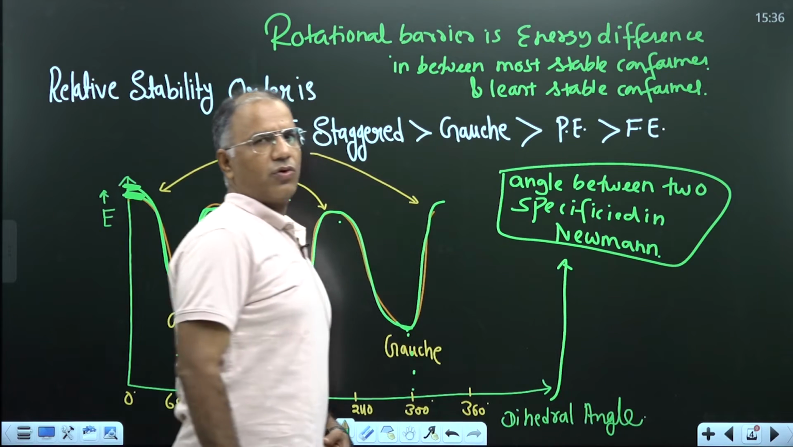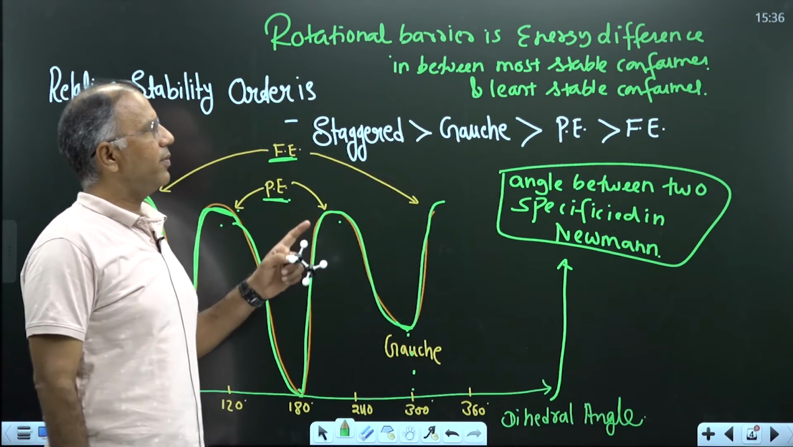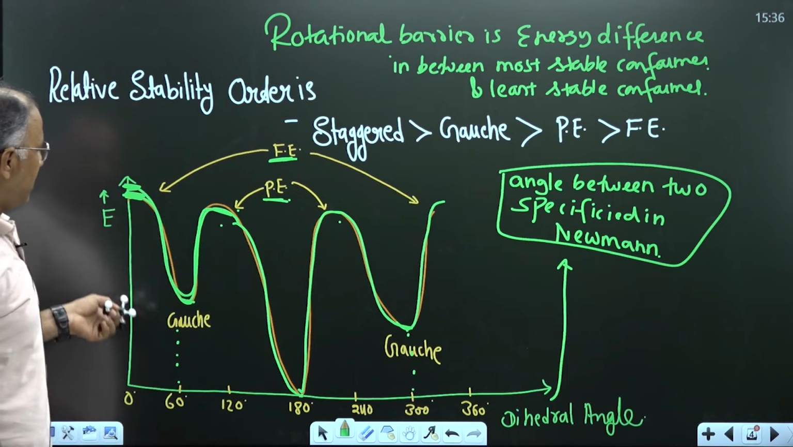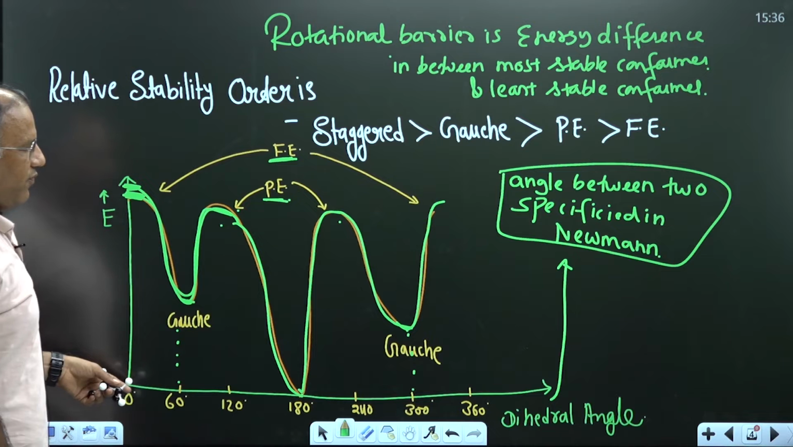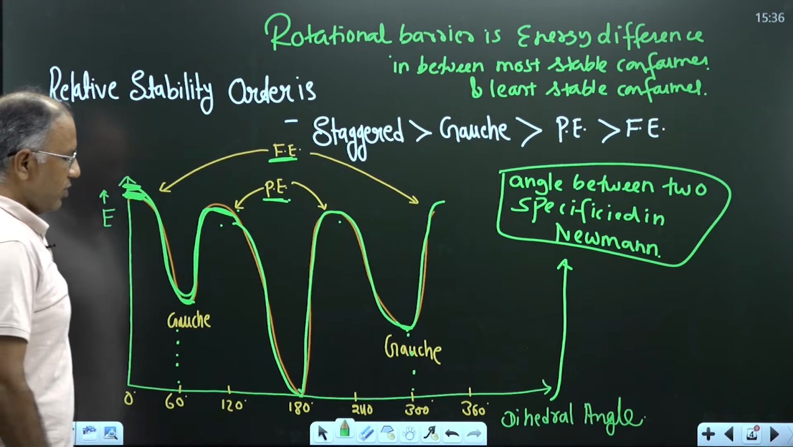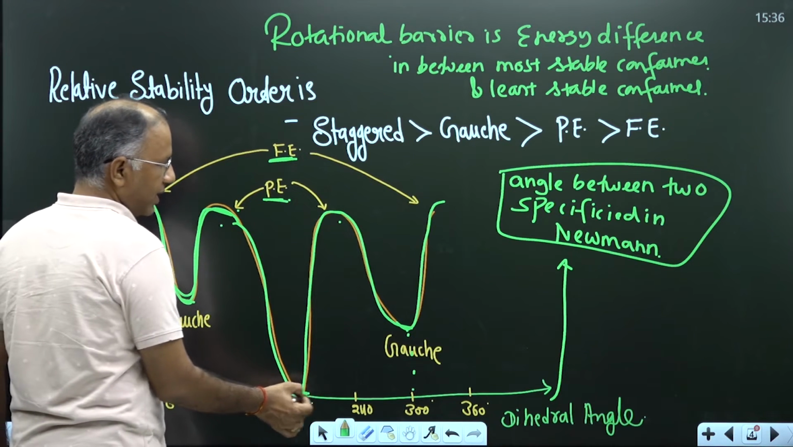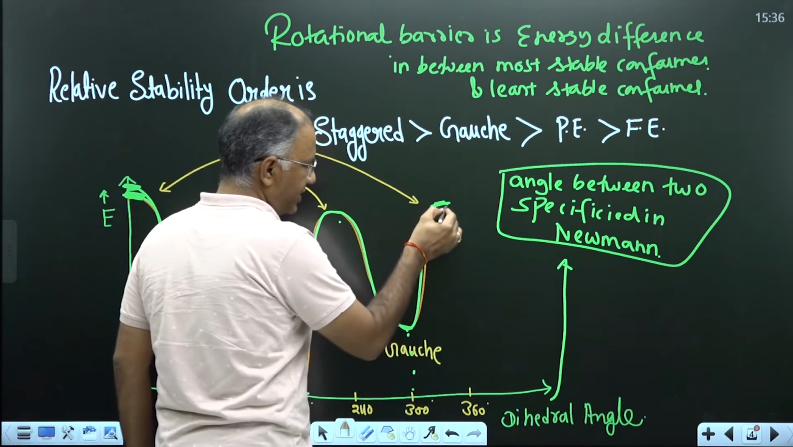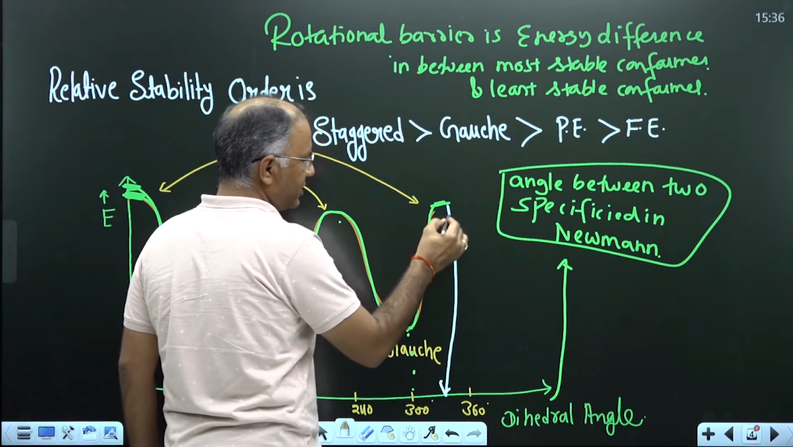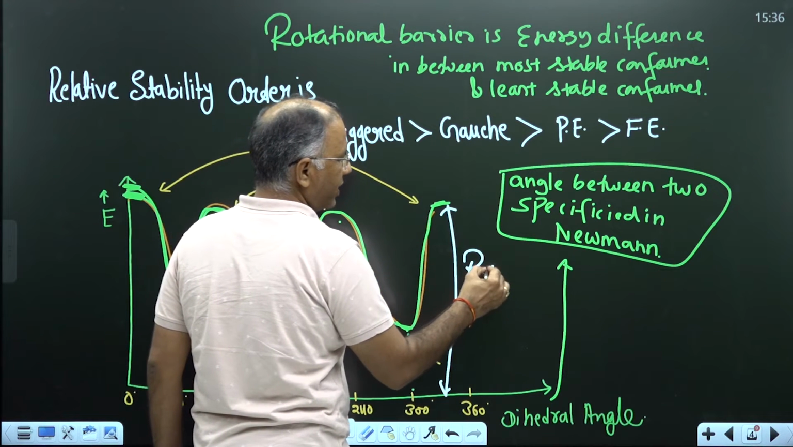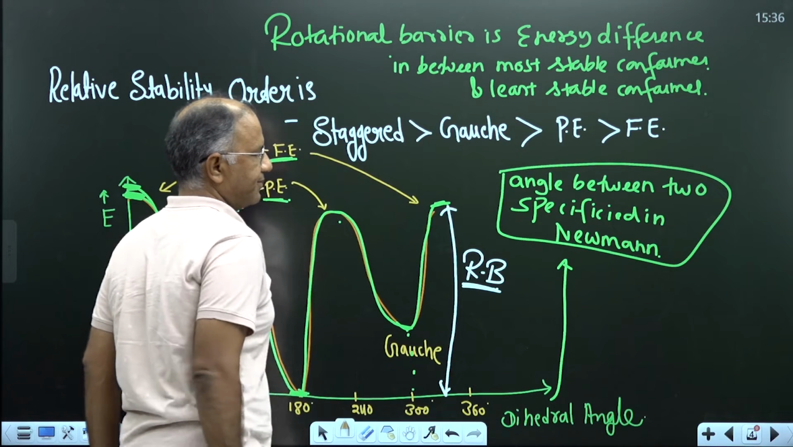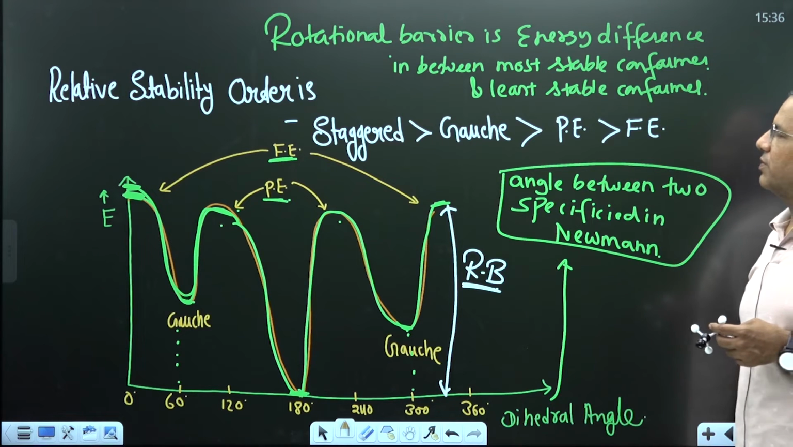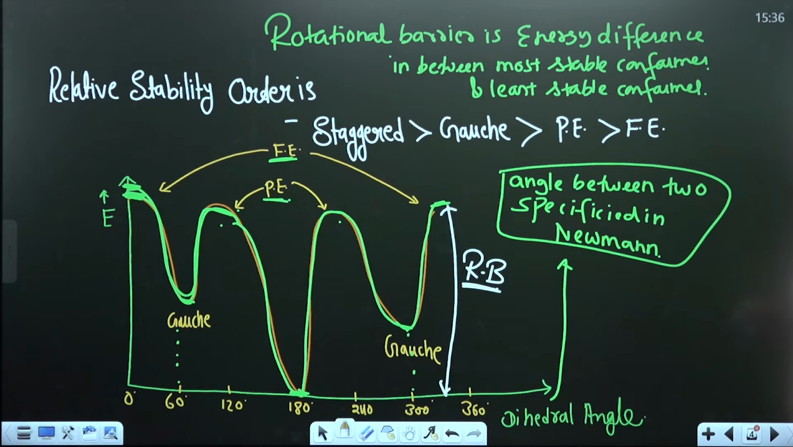Now what you have to do? You have to draw two conformers. The most stable conformer and least stable conformer energy difference is known as rotational barrier. If I ask a question in this given energy diagram, what is the rotational barrier? So this is the most stable conformer and this is the most unstable conformer. So this energy difference between most stable and least stable conformer is known as rotational barrier. So first of all, write down the definition of rotational barrier: energy difference between most stable conformer and least stable conformer.